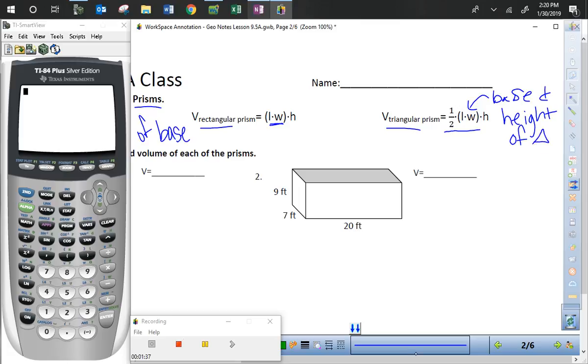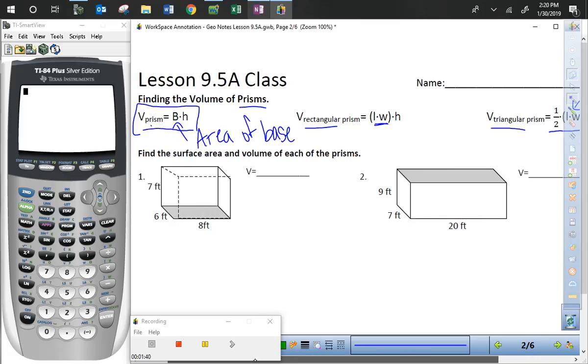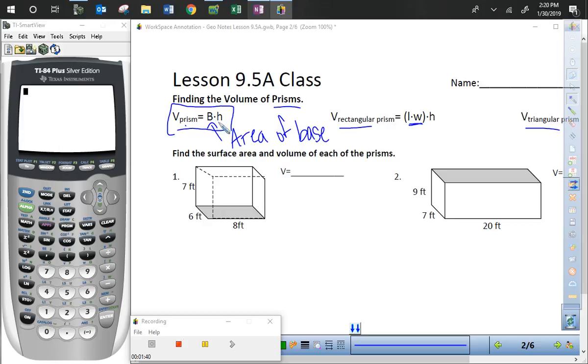Alright, so for me, it's easier to just focus on this area of the base times height because we are used to finding the big B anyway. Okay, so we need big B, but we also need H. Let's go ahead and set up those letters here to the side.